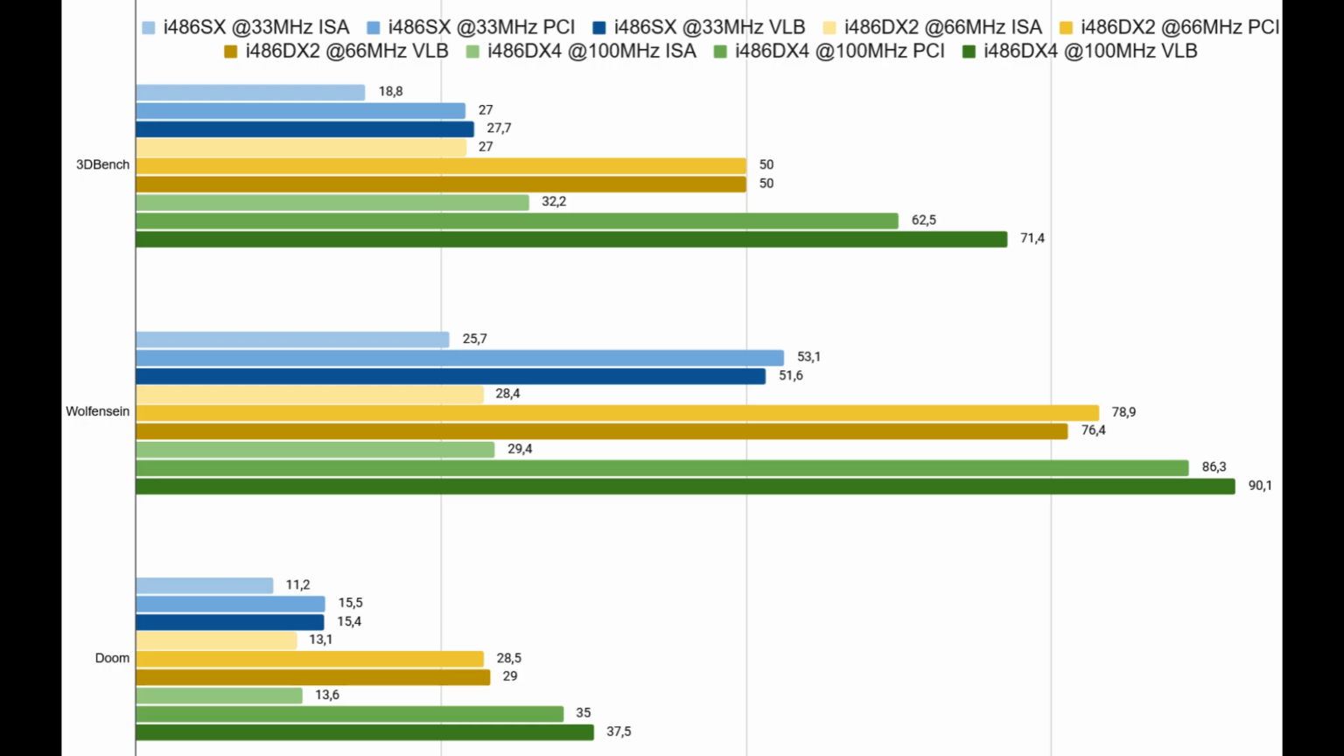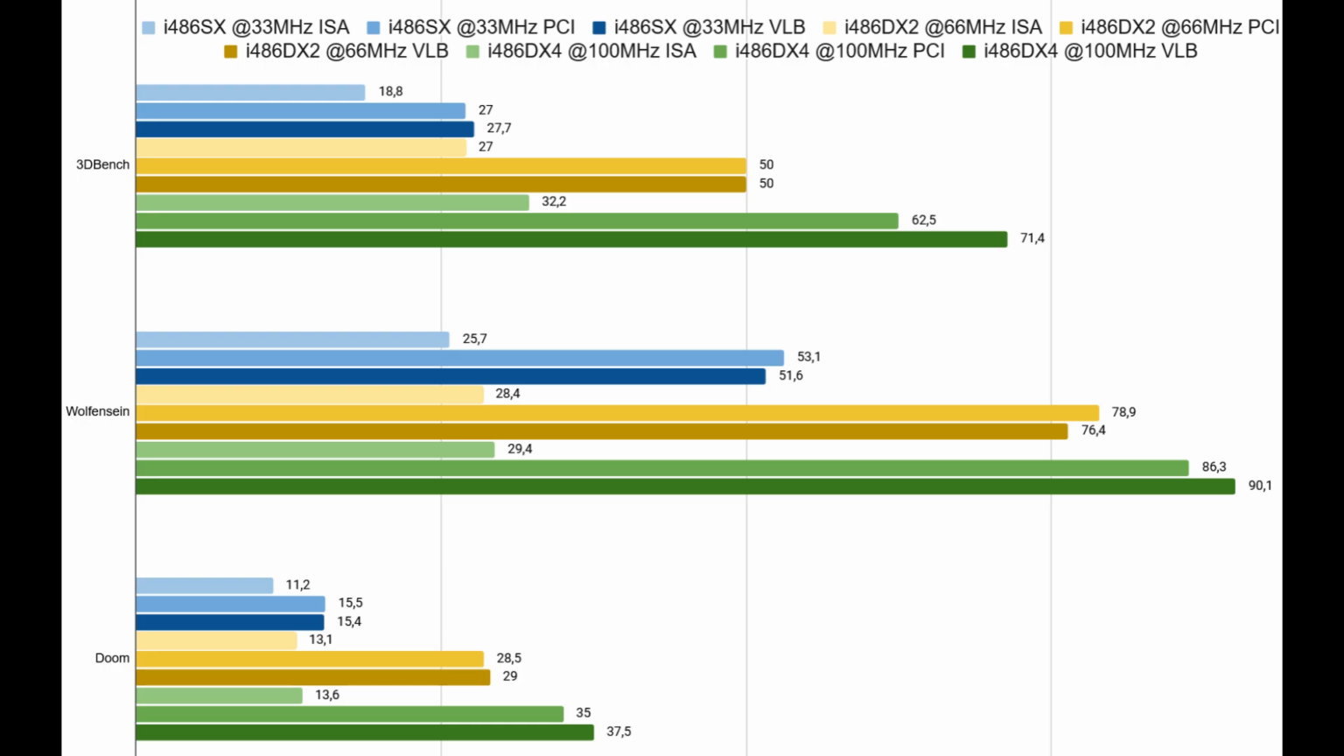They are on the same level. If we compare the ISA to the VESA Local Bus, then there is a very interesting tendency. The theoretical data transfer speed of the VESA Local Bus should be at least 4 times or even more faster than the old ISA bus.